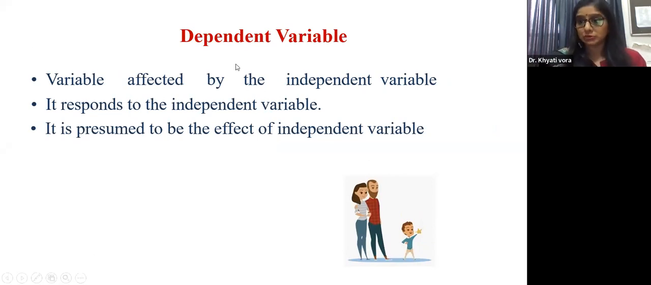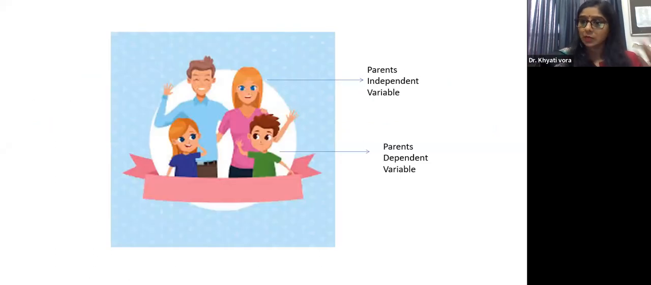Dependent variable, like children are dependent on their parents. So they get influenced. They are not influencers. They get influenced by the independent variable. So this is how you remember independent and dependent variable.